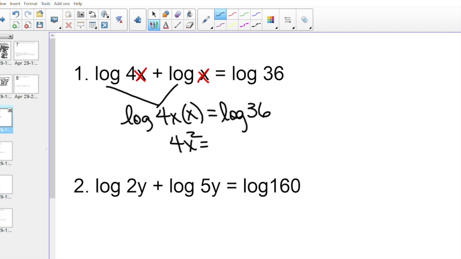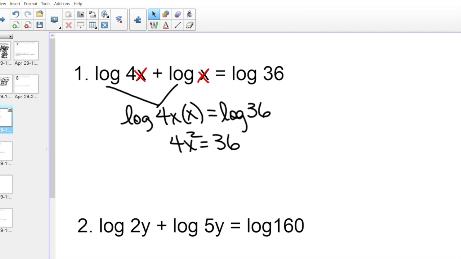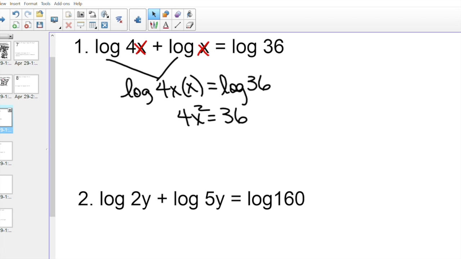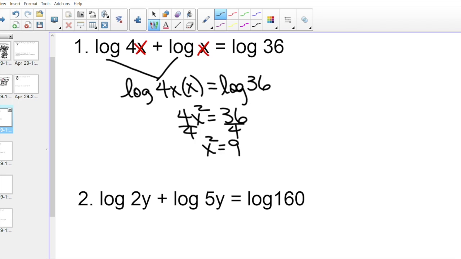equal 36. And that is how you solve this equation. If you're adding logs, previously you were multiplying the two values. Now, of course, we divide by 4. X squared is equal to 9. Take the square root of both sides. X is 3.